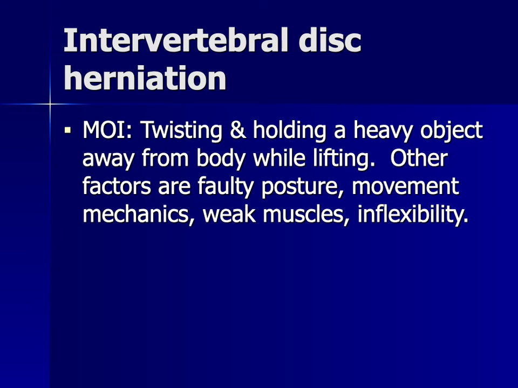Typical how this happens is twisting and holding a heavy object away from their body while lifting. So improper lifting. Other factors are faulty posture, movement mechanics, weak muscles, and inflexibility. But holding something out in front of you and twisting, that is the most common way that somebody herniates their disc. Because the vertebrae squeezes the disc in such a way that it causes the jelly to pop out of the donut.